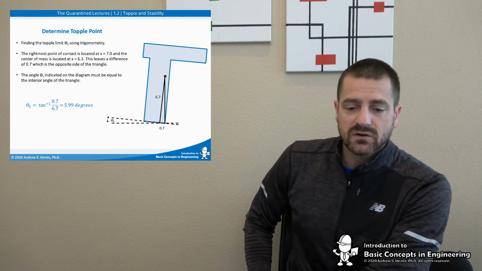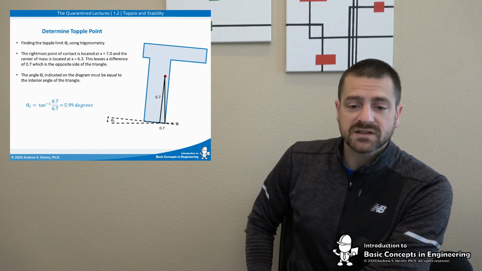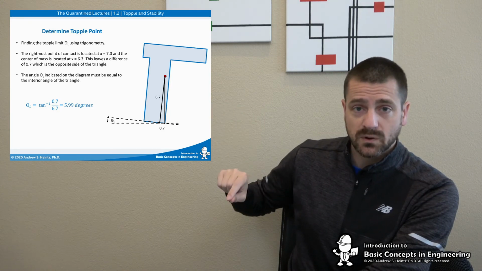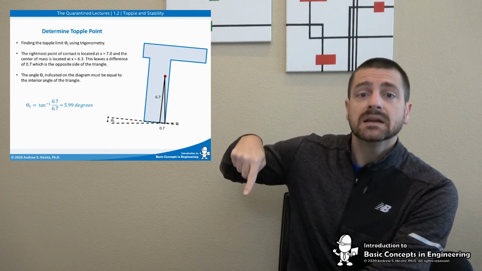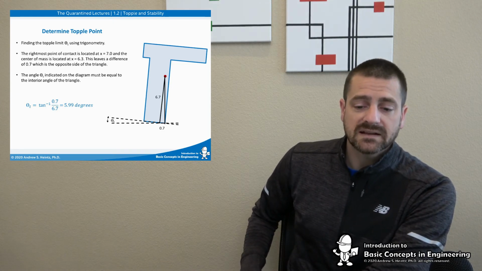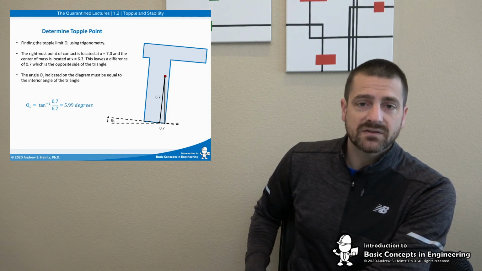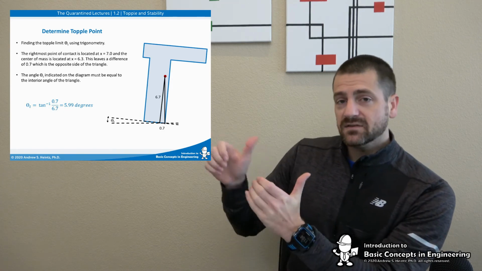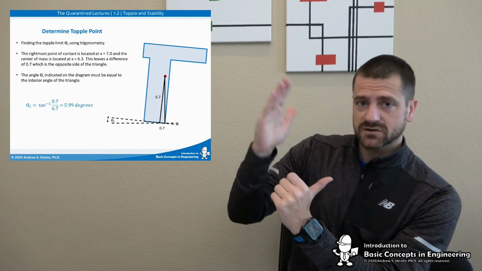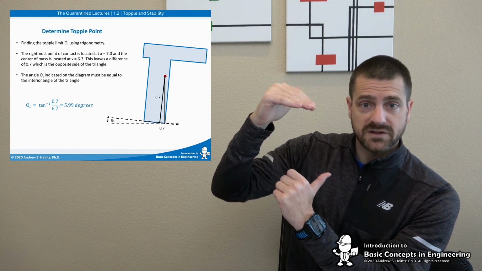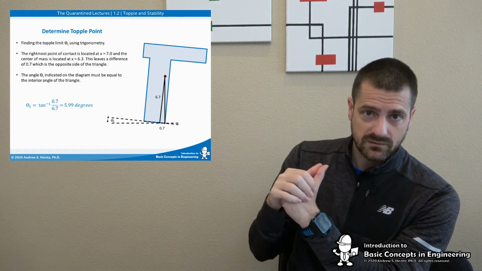If we use the inverse tangent, putting 0.7 over 6.7, 0.7 being the difference between 7.0 and 6.3, and the opposite side being the 6.7 from our original height, we find that our topple point is 5.99 degrees, so just about 6 degrees. So in this direction, toppling over on the long edge, we could only tip the object 6 degrees before it actually started to fall over.